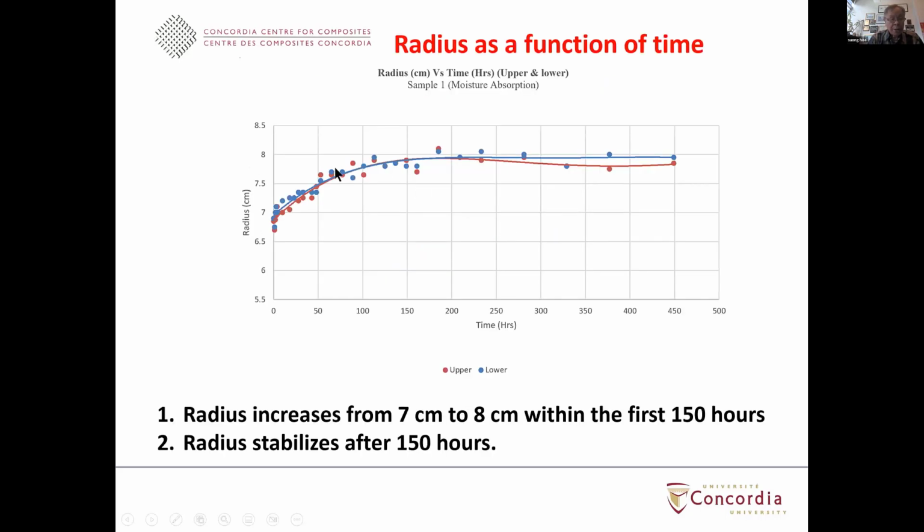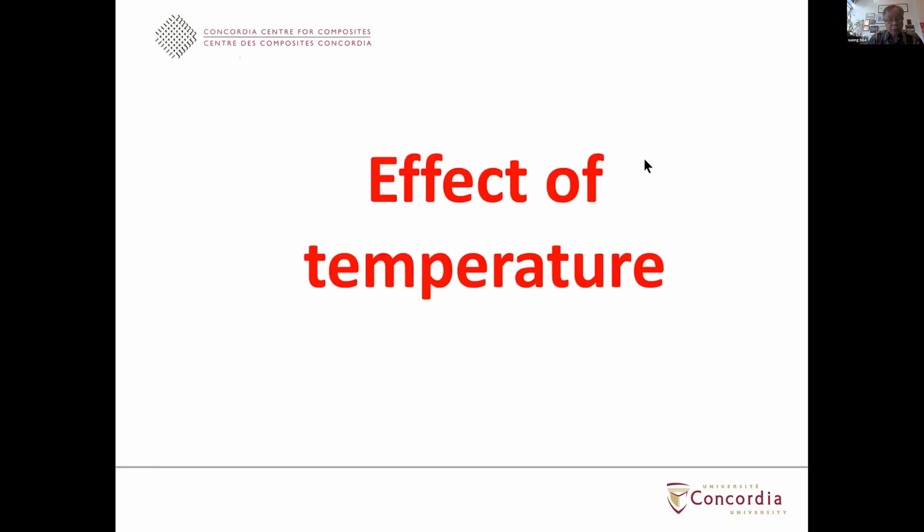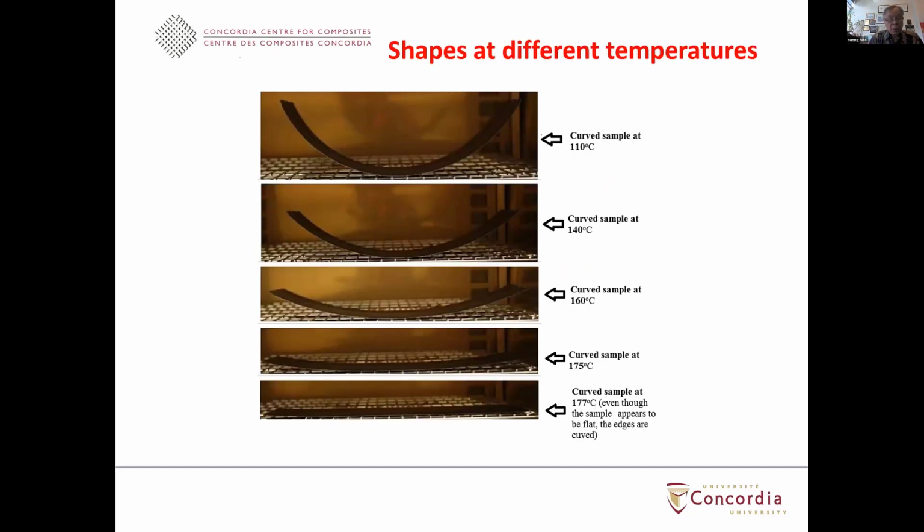And then we also measure the radius of the sample as a function of time. You can see that the radius increases at the beginning, going from about 7 centimeters to about 8 after about 150 hours. That means roughly 150 hours is about 5 days. After that, the radius stabilizes. Then we also take a look at the effect of temperature. If you heat it up within a certain range, what would be the change of the curvature of the piece? Here, we put it inside an oven, and we vary the temperature of the oven, and we measure the radius as a function of the temperature.